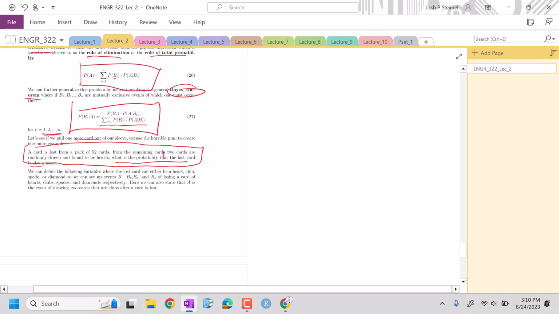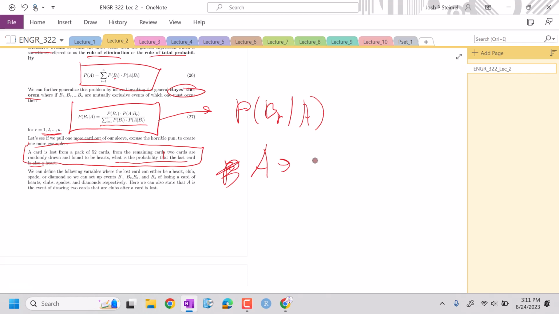So when we look at our Bayes' theorem, we have some probability of multiple events B occurring, and then given something that happened, A. So for our A, we're given that once we lost the card, from the remaining cards, 2 were drawn and found to be hearts.